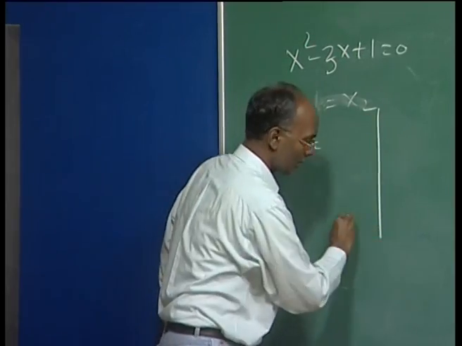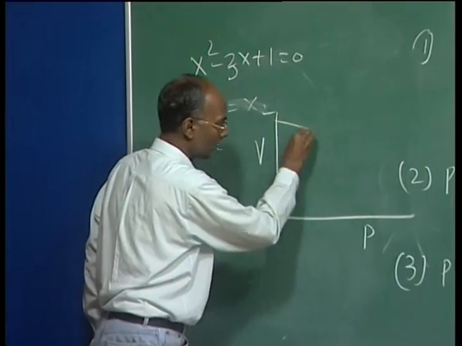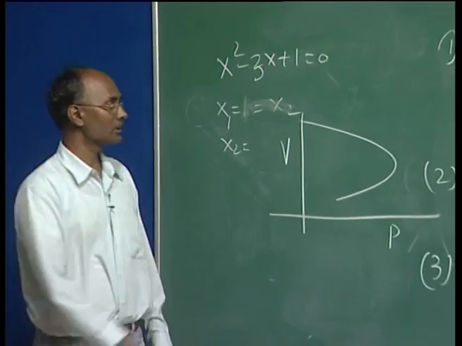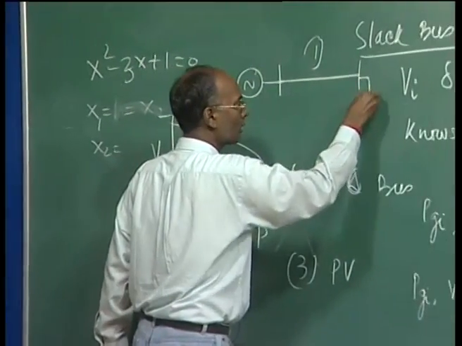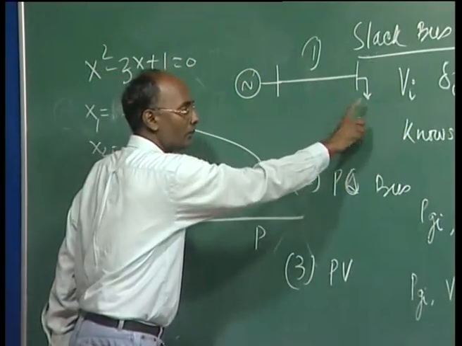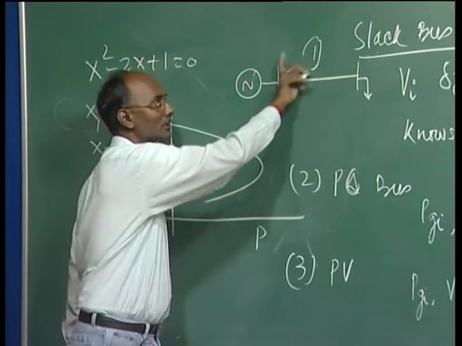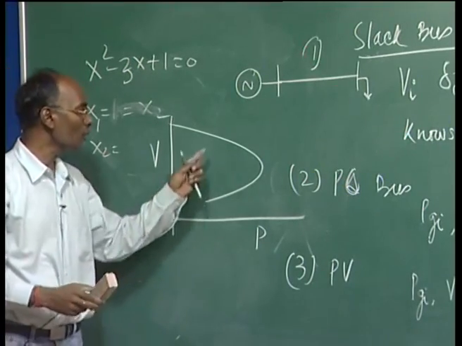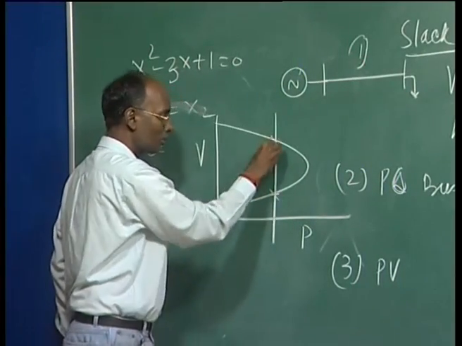If you remember the PV curve, just remember the two bus system: here you have a generator, this is one bus, and here we have a load. This is a two bus system. If you draw the voltage profile against the power which you are taking, the voltage will keep on changing. Now you can see, since it is two bus, you have two solutions. For any given P, you have two voltages.